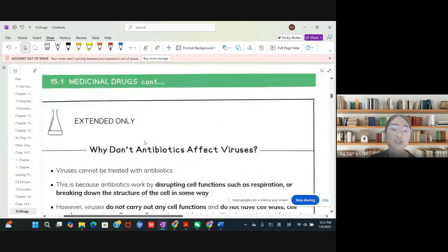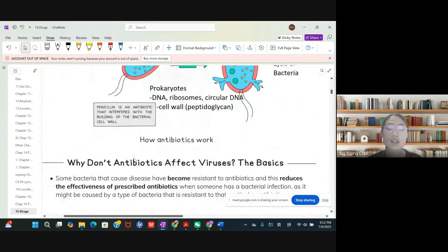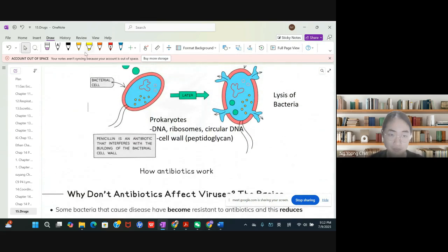When you look at the structure of a virus, oh, I didn't show it here. When we talk about the structure of a virus, it will be something like this, right? The virus is like this. I draw a diamond shape.